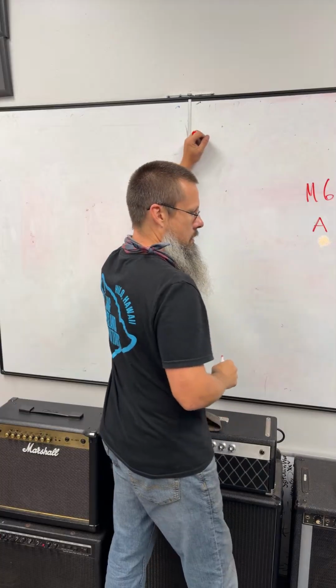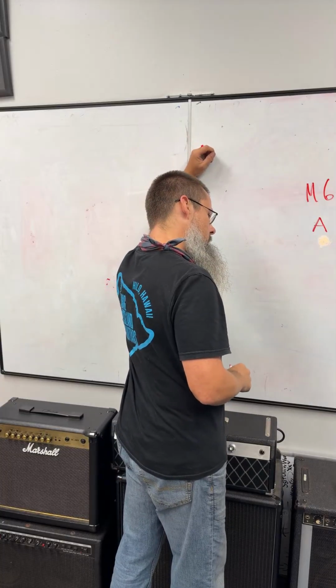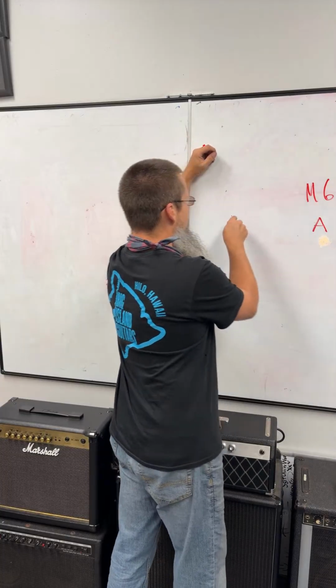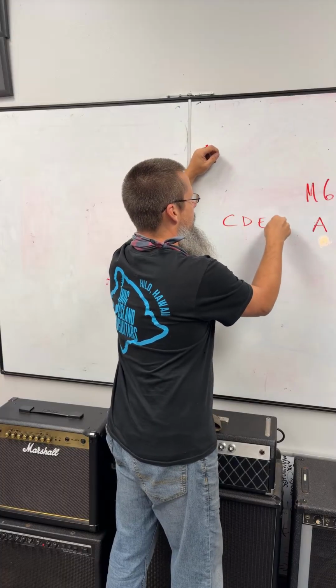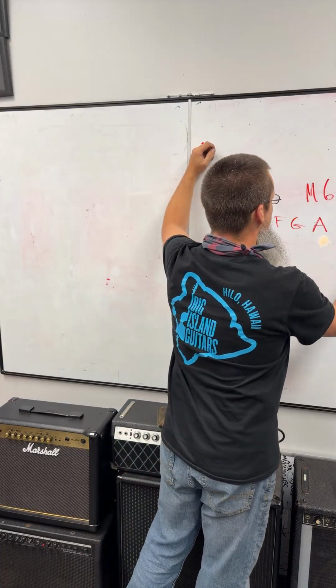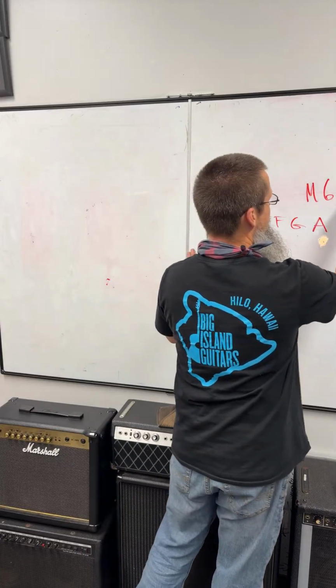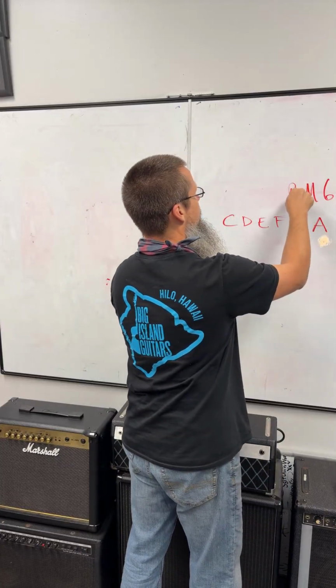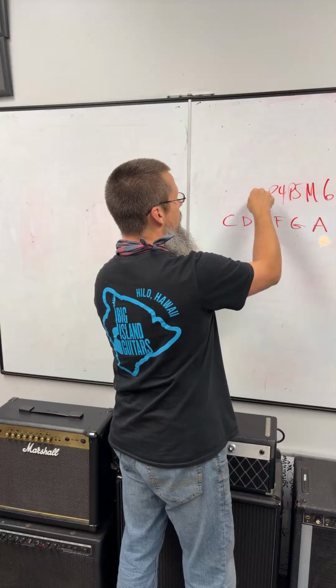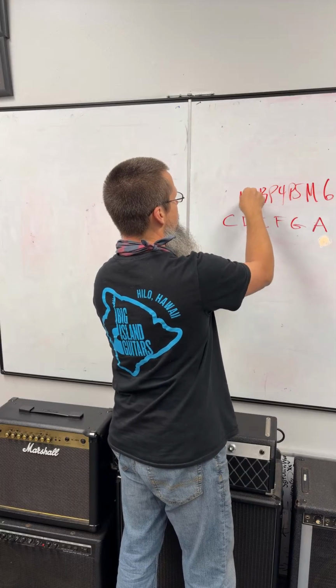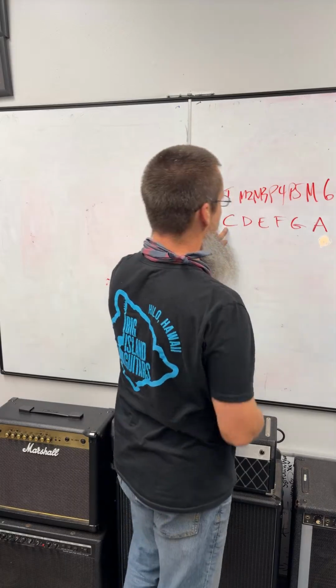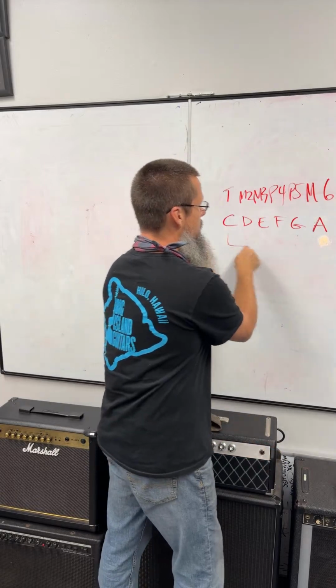1, 2, 3. C. That is correct. C, D, E, F, G, A, B, and then C again. The major seventh is B, the perfect fifth is G, the perfect fourth is F, major third is E, major second is D, and the tonic or the root of the foundation is C, right?